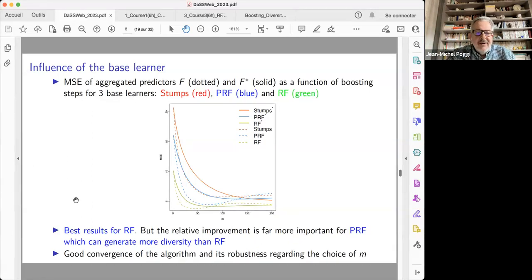Just kidding. So we obtained the best result for the random forest, but if you inspect the blue line, you can see that the relative improvement is far more important for the purely random forest than for the random forest. So the intuition that purely random forest can generate more diversity is in fact the good one.